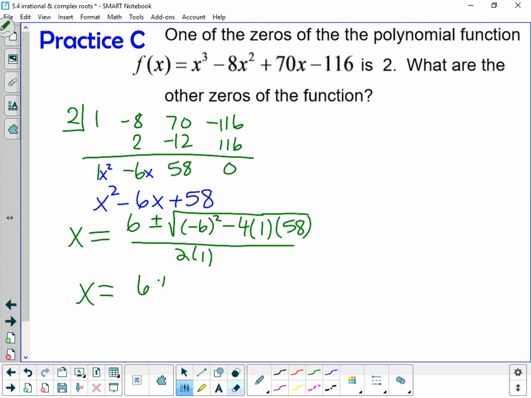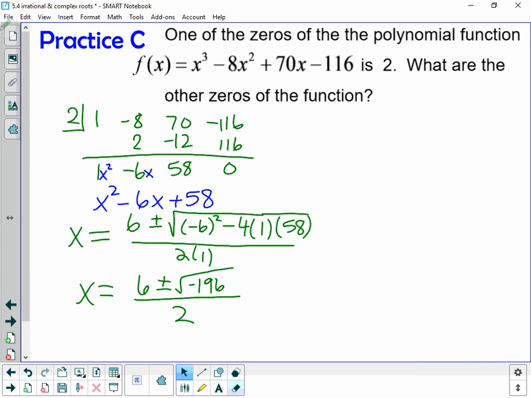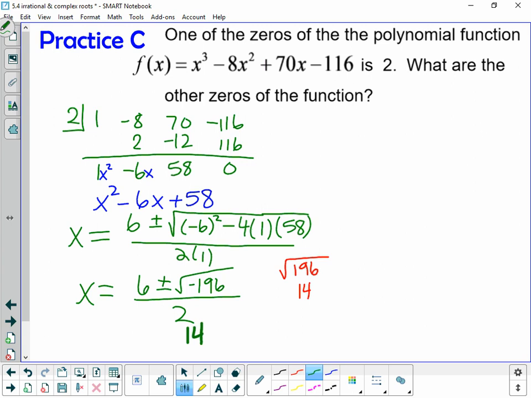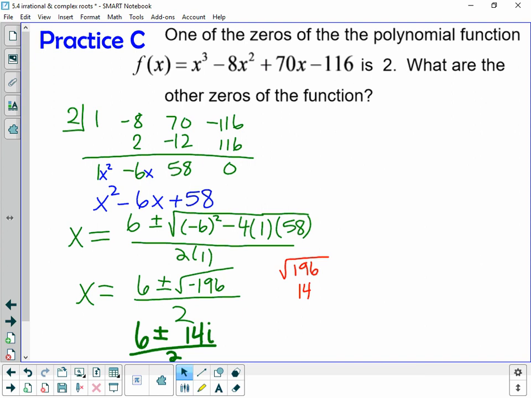So if we figure out what that radical is, it is -196. We know that negative means that it's going to have an imaginary part. It's going to have an i. So let's just think about 196. It's probably worth just checking that root. The square root of 196 is 14. So in our problem, we have the square root of -196. That's just going to be 14i. So we have 6 plus or minus 14i, and that's all divided by 2.